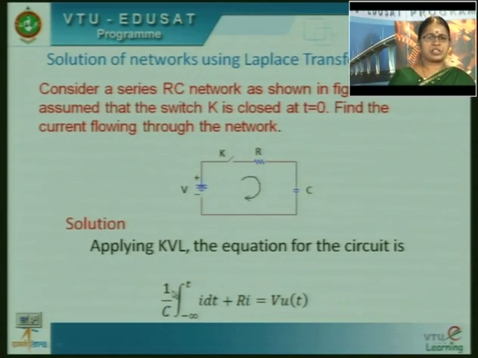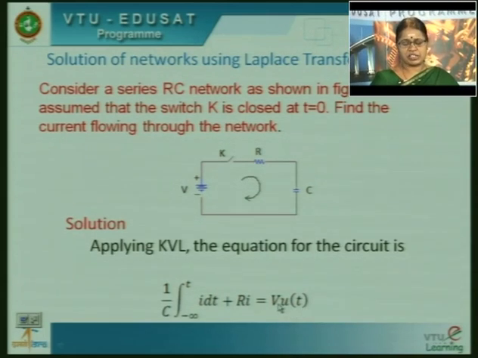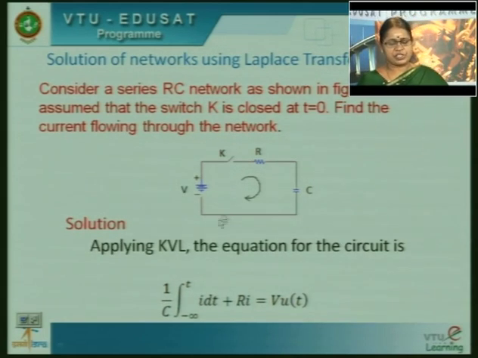What is the drop across the capacitor? The drop across the capacitor is 1 by C integral 0 to t I dt, whereas the drop across the resistor is R into I of t, which is equal to the supply voltage, which I can write as V into U of t, a constant supply voltage. We are considering DC excitation. So, the equation for this network is R into I of t plus 1 by C integral I dt is equal to V into U of t. This is the differential equation.